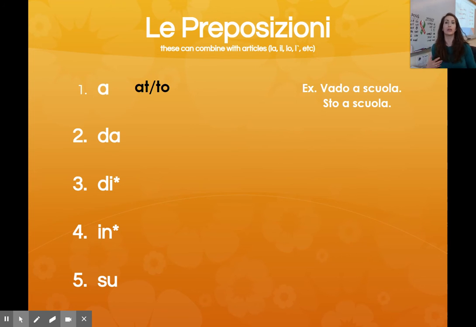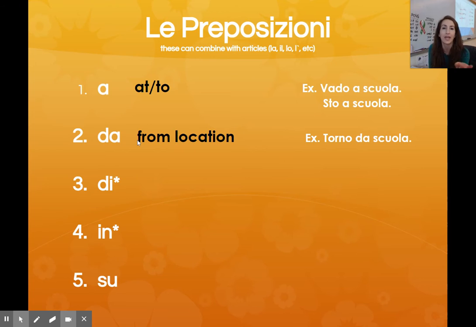This is something that we learn the more li usiamo, the more we use these preposizioni. Da means from a location. This is often used when you're talking about coming home or returning from a specific location. Per esempio, torno da scuola. I'm returning from school, or I am returning from practice or from dance. Torno da, right? It usually goes with the verb tornare.